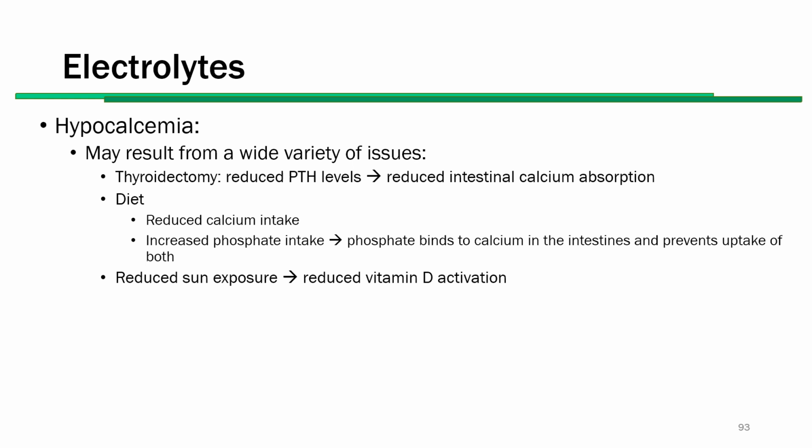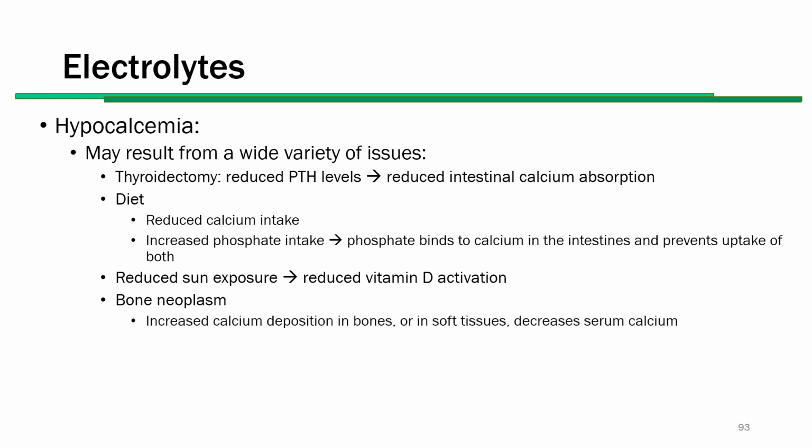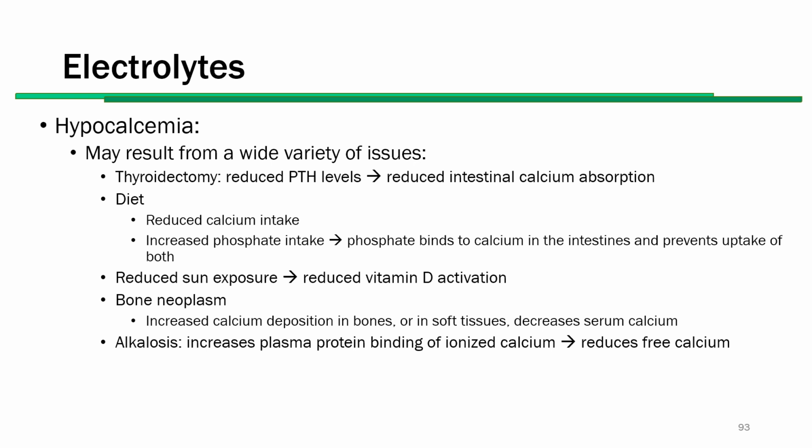Reduced sun exposure: if there's a reduced vitamin D3 activation, then that's going to decrease the amount of calcium that's retained from the picture a couple slides ago. If there's a bone neoplasm, that causes an increased calcium deposition in bones or in the soft tissues, that's going to decrease the serum calcium because it's pulling that calcium out of the blood to put it into the bone or into the soft tissues. Alkalosis. Remember that alkalosis increases plasma protein binding of ionized calcium, so that's going to reduce free calcium. For alkalosis, we are going to get the other side of the relationship: low hydrogen, low potassium extracellular, low calcium ionization. That's our alkalosis relationship.